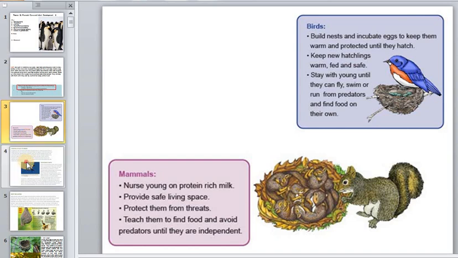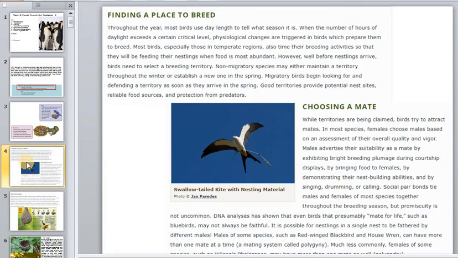Absolutely. We talked about insects and fishes, and you know, some of them can survive absolutely without care of parents, but today we talk about animals which cannot survive without care. And finding a place to breed is the first thing that we talk about today.